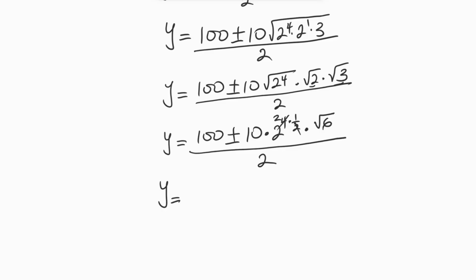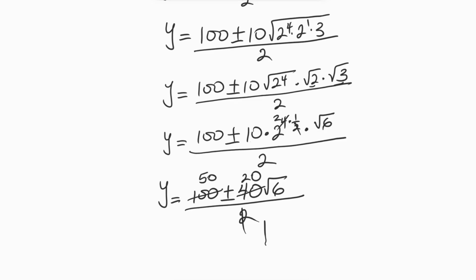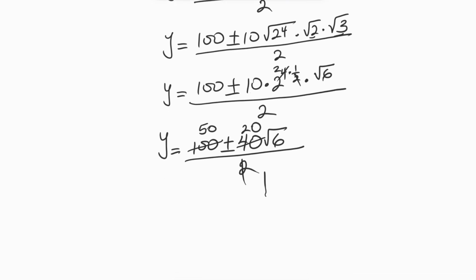So y will give us 100 plus or minus 2 raised to the power 2 here is 4. 4 times 10 will give us 40. Root 6 divided by 2. So let's divide through. 2 here is 1, 2 here is 20, 2 here is 50. Right? So now we have that y is equal to 50 plus or minus 20 root 6.